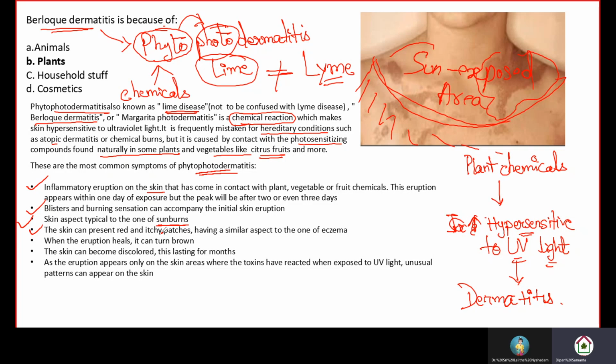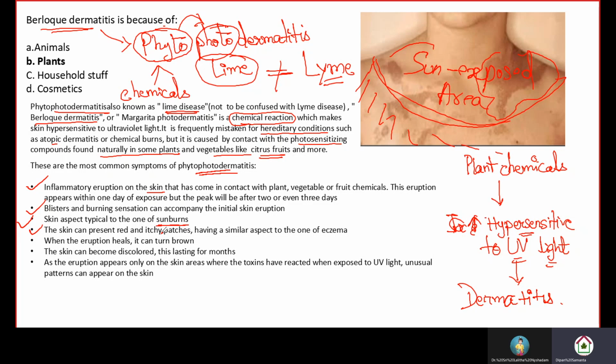Basically, these eruptions that are shown in the picture are brownish in color. They have healed, but they become like this. Otherwise, first it will be erythematous, red colored itchy patches, and when it heals, it becomes brown. The skin becomes discolored, lasting for months.